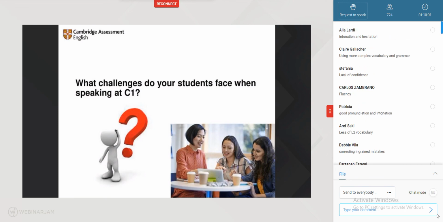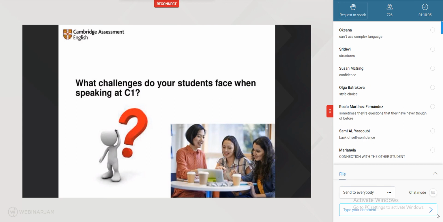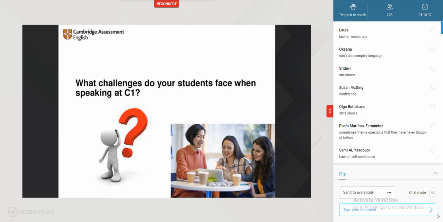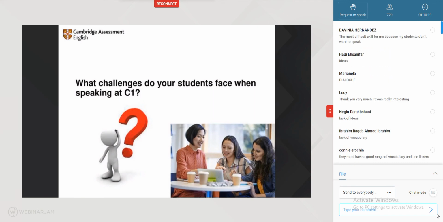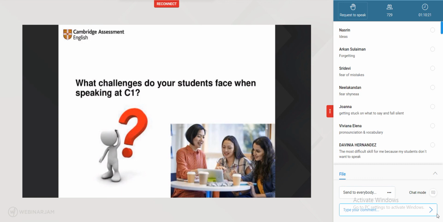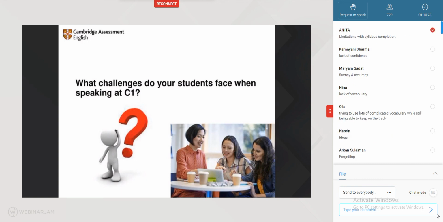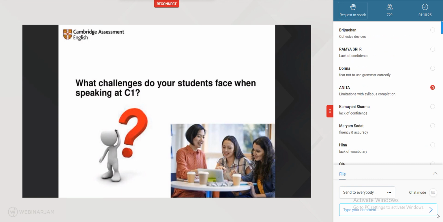Vocabulary, willingness to communicate, B2 habits, interesting. Fluency, expansion of ideas, lack of vocab, lack of ideas. Yeah, a lot of things are being tested at this level all at once in a mere 12 to 14 minutes. Being concise, linking ideas, natural words.